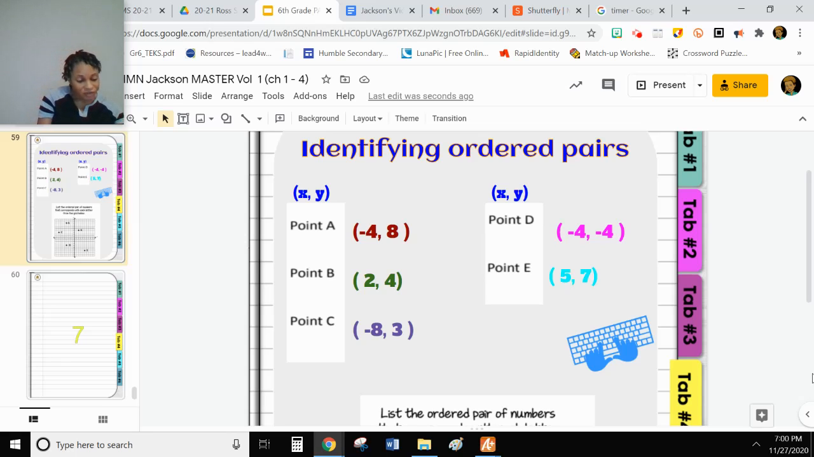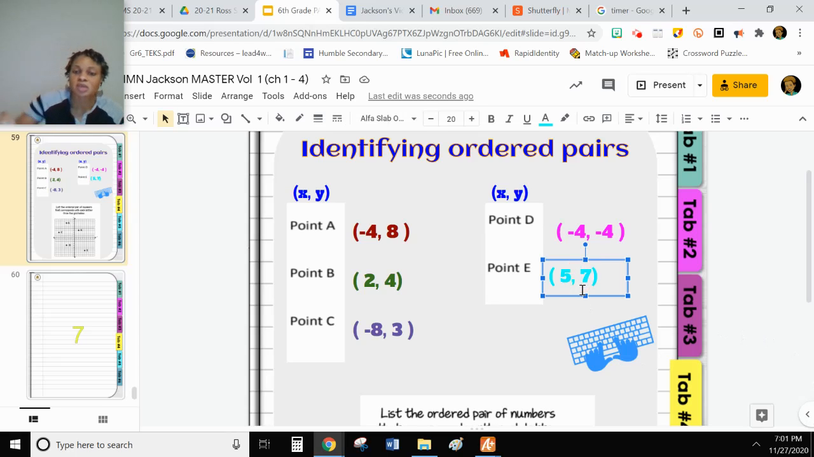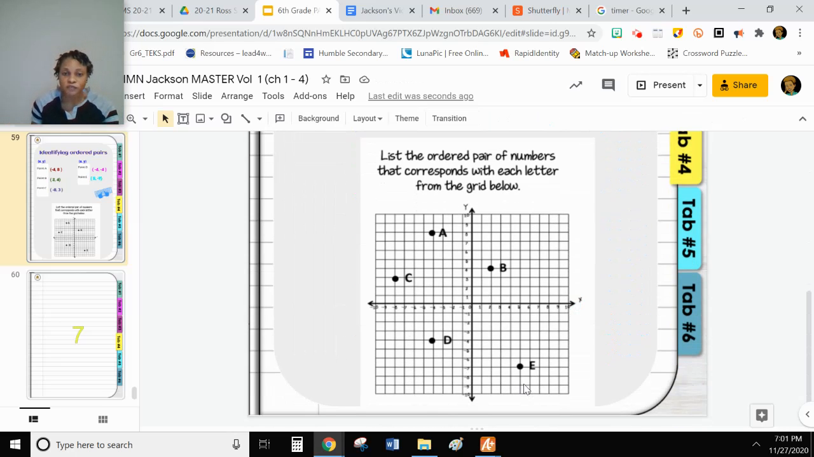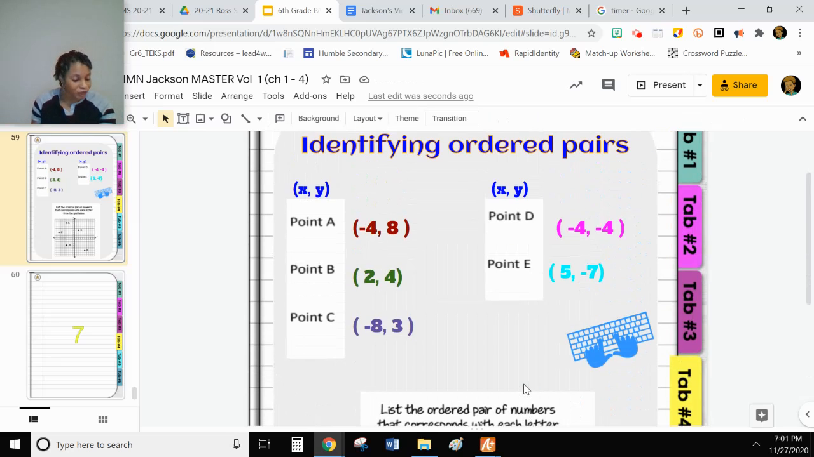C, we had -8, +3, or -8, 3. D, you should have had -4, 4. E, you should have had 5, and that is a -7, guys. -7. So 5 and -7, because this is in the fourth quadrant. So hopefully your answers are correct, and this is easy to you. Today, we're going to be practicing more plotting and identifying points. Good luck.